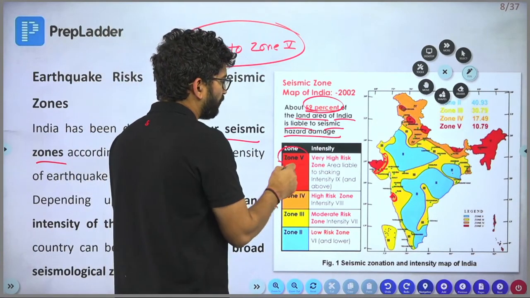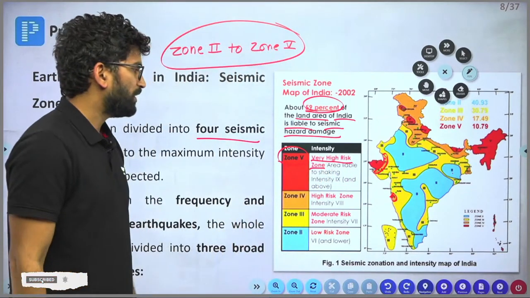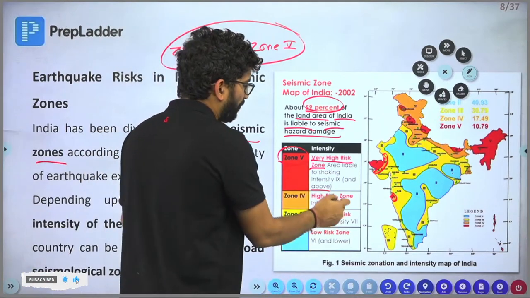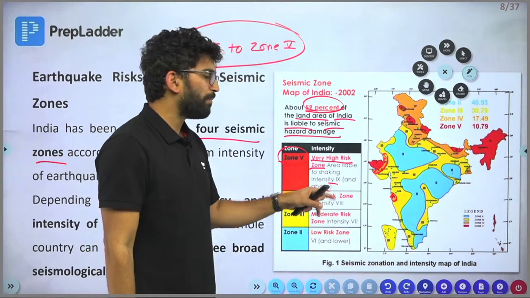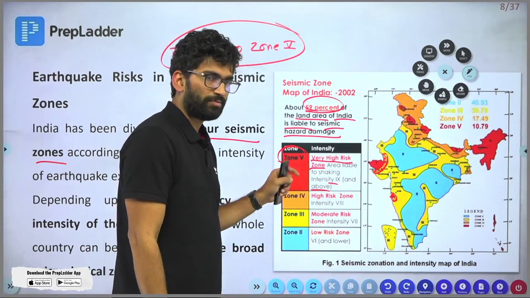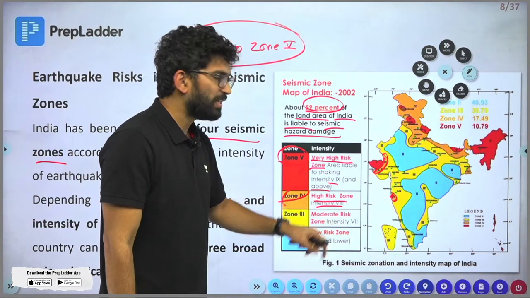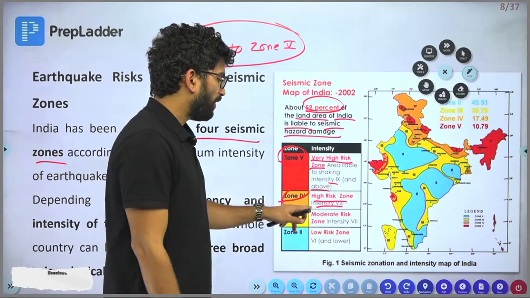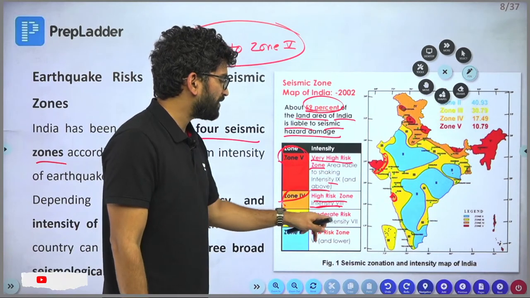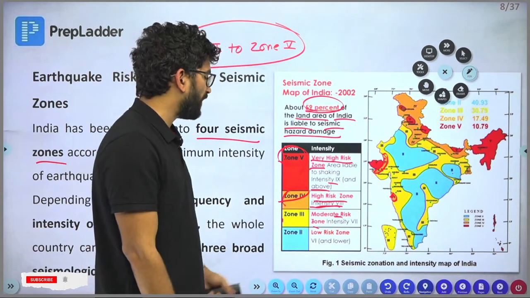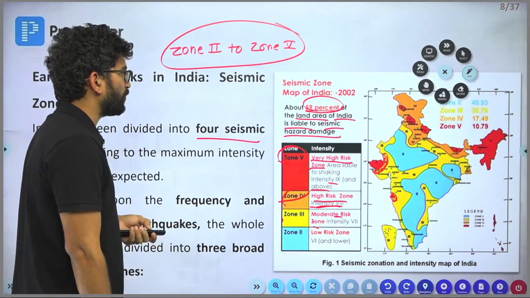When we talk about zone 5, it is a very high risk zone area liable to shaking intensity 9 and above. So intensity, remember intensity, that means Mercalli scale, right? So intensity 9 and above, it shows zone 5. Zone 4, so high risk zone, intensity 8. The one which lies under intensity 8 are zone 4. Zone 3, intensity 7. This is a moderate risk zone which lies under intensity 7. While zone 2, it's a low risk zone which is lying under intensity 6 and lower.